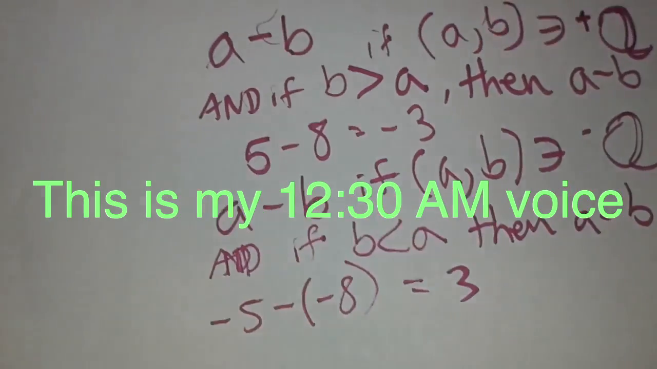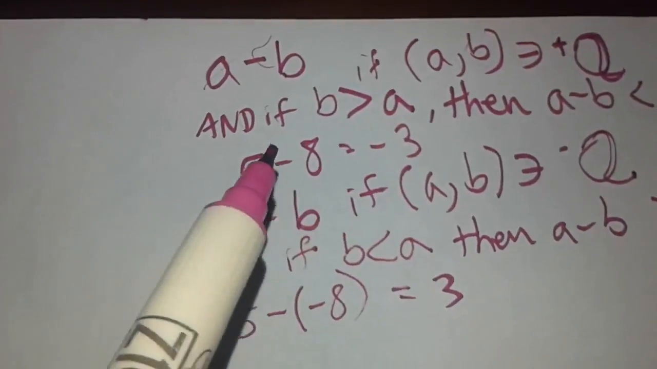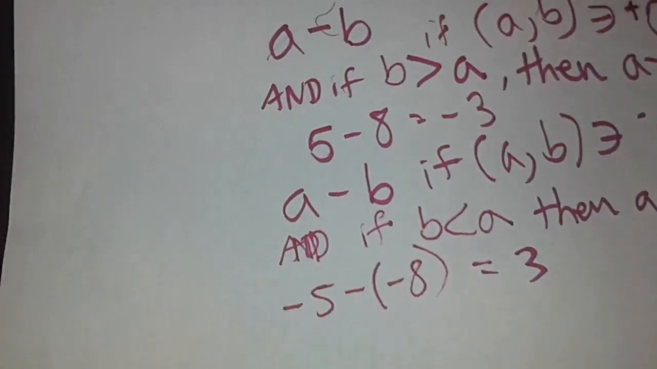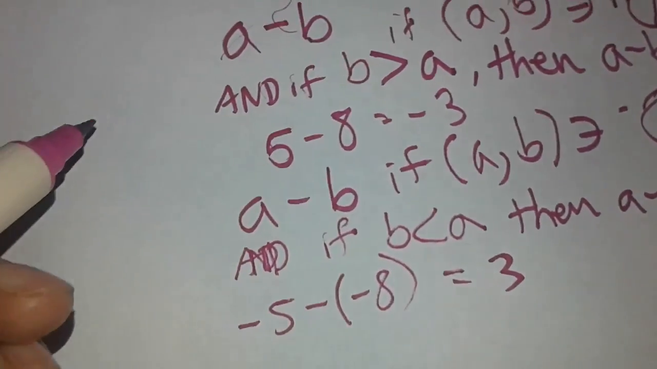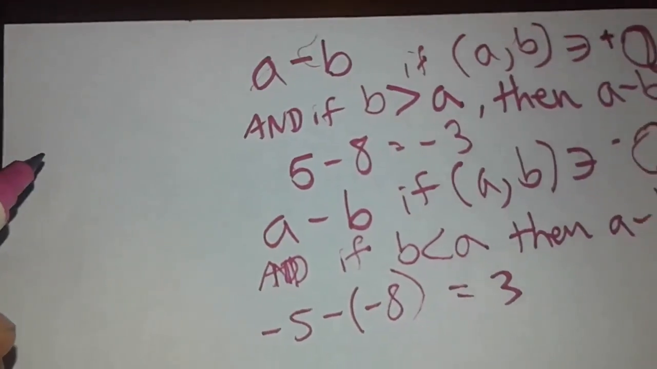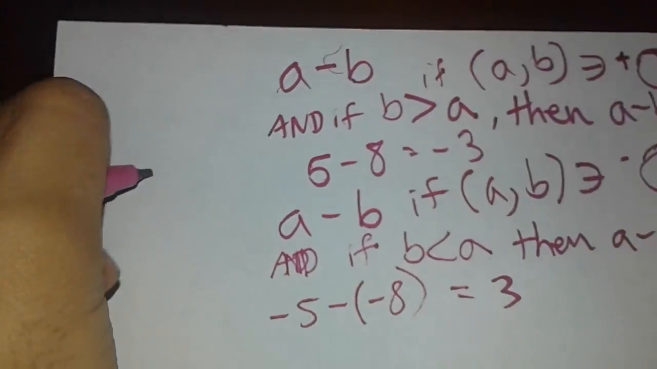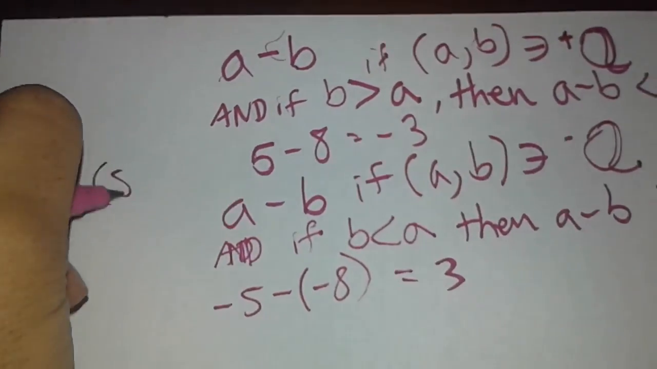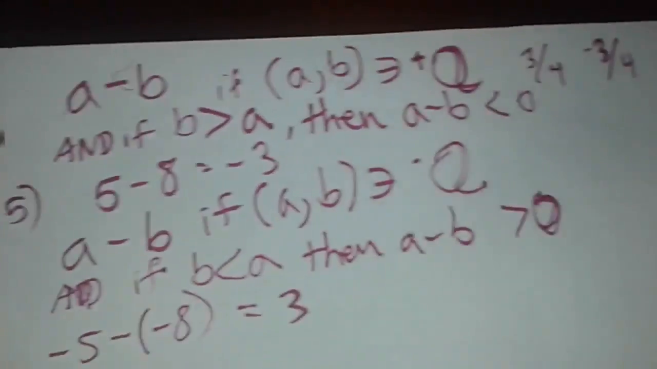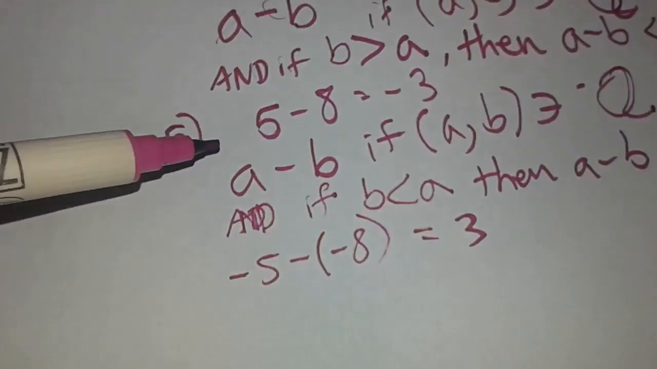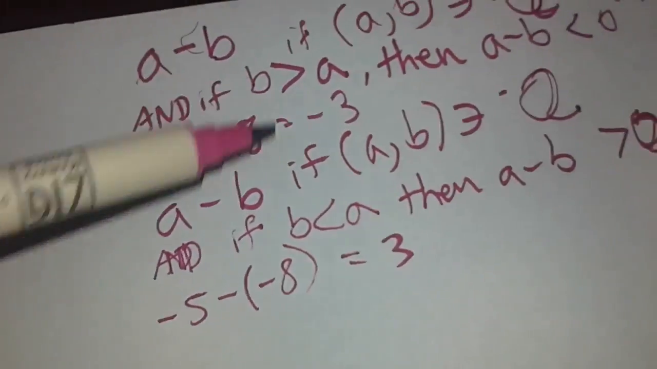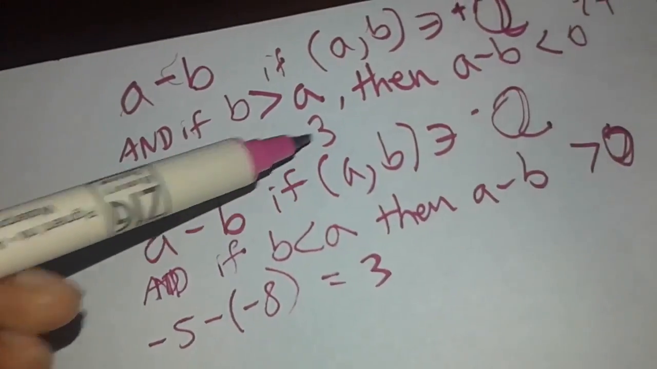And I know, how exactly did you get the 3? It's kind of simple, and I'll deal with it later on with multiplication, but it's kind of quick. So -5 minus -8 is equal to negative 5 plus 8, which is 8 minus 5. Because you get 8 minus 5, that's 3.